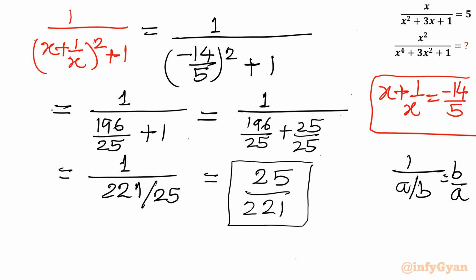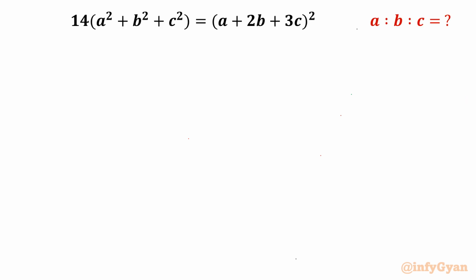Done. Now come to problem number 2. It is equally interesting as problem number 1. You can see it is 14a square plus b square plus c square. Right hand side we have a plus b plus c whole square formula. So let us write first a plus b plus c whole square identity.